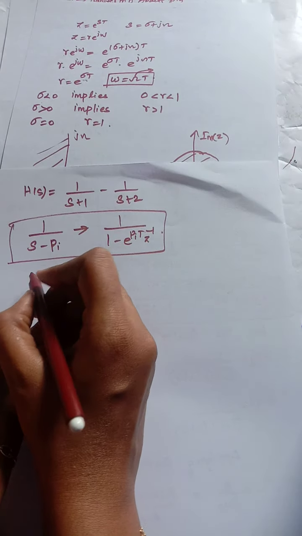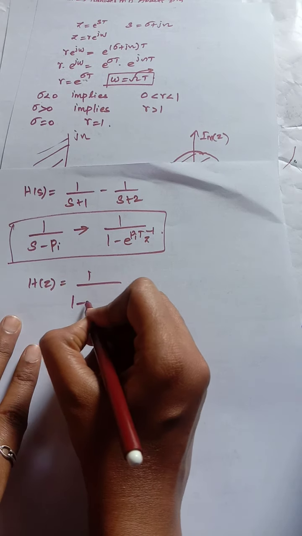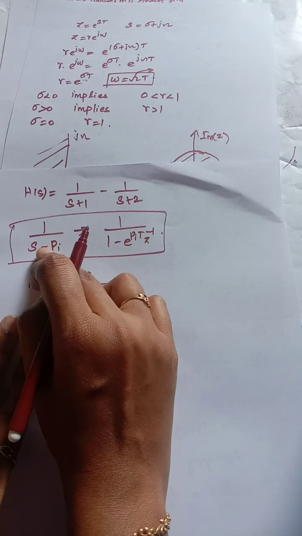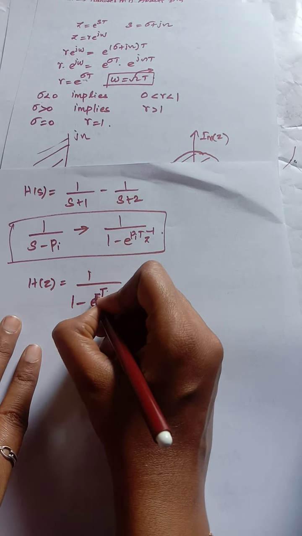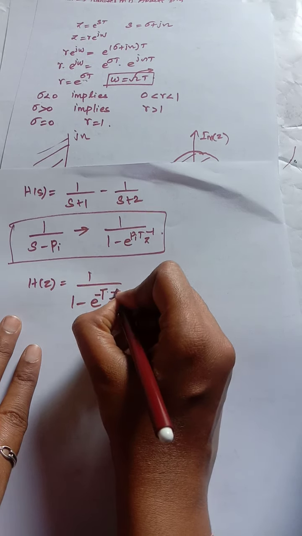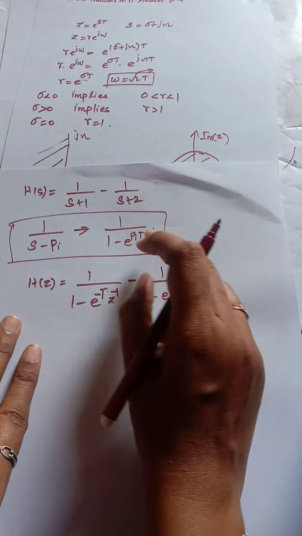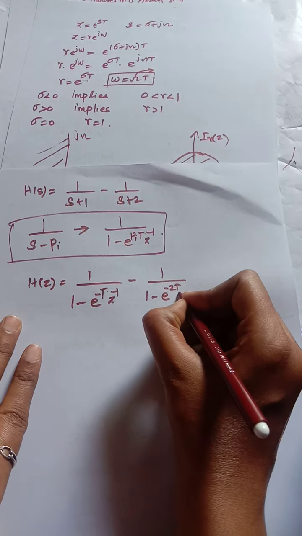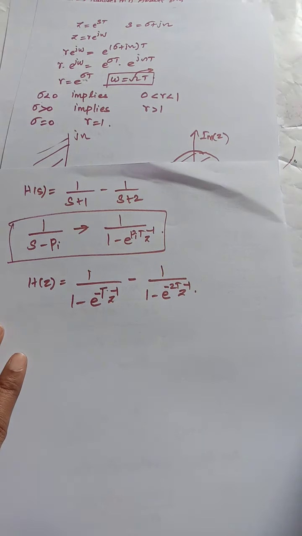I will get H of z equal to 1 by 1 minus e power minus 1 into T z inverse, minus 1 by 1 minus e power, here the pole is minus 2, so minus 2T into z inverse. So I have transformed the H of s into a digital transfer function H of z.